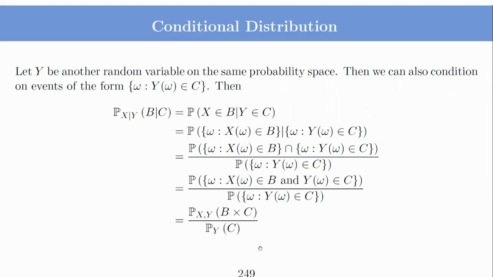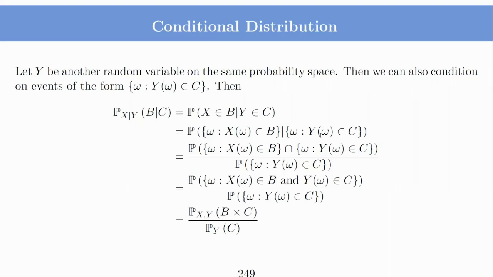So let's take X as a random variable and let's take Y as another random variable on the same probability space. Then we can also condition on the events of the form of the pre-image of C, which is nothing but all omega such that Y of omega belongs to C. In that case, I'll use this notation, the probability of X given Y of set B given C, which means the probability that X belongs to B, conditioned on Y belonging to C. So this is equivalent to the probability of the pre-image of B with respect to random variable X, conditioned on the pre-image of C with respect to Y.